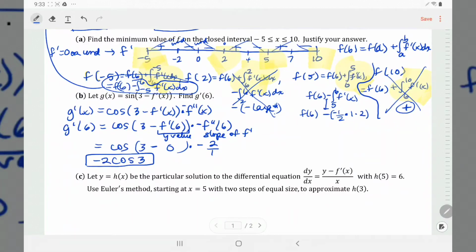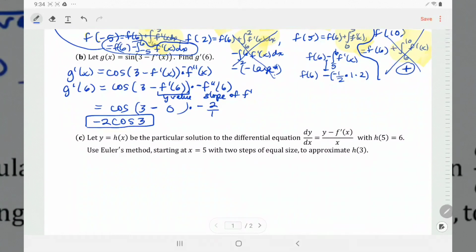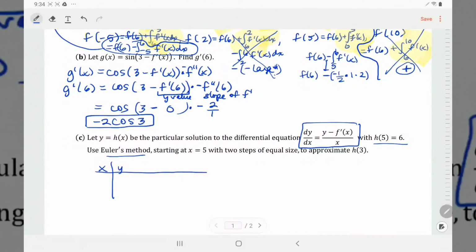H is 6, use Euler's method. Okay, I like to do Euler's method in a chart. And 2 steps of equal size, that's not too bad. So that's x equals 5. 2 steps of equal size to approximate 3. Oh, that's weird. So I have to go backwards. So delta x is -1. Oh, that's weird. That's kind of cool. Very interesting. Okay, so h of 5 is 6.